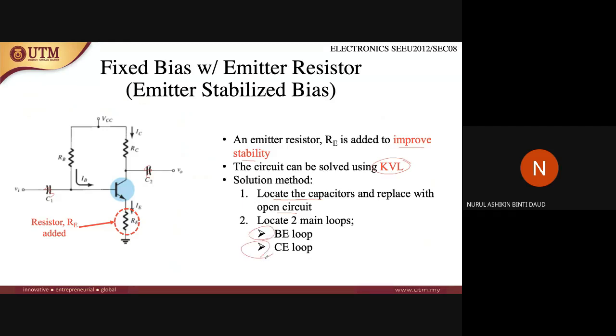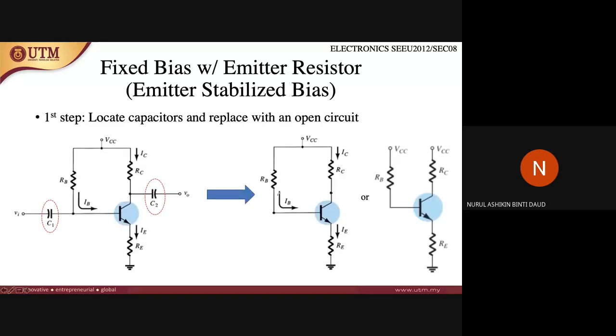So let's look into detail. First step, locate the capacitors and replace them with an open circuit. There are two capacitors in this circuit, usually at the input and at the output. So what you need to do is remove this part and make it an open circuit. It means there's no current flow here, and we ignore this part.